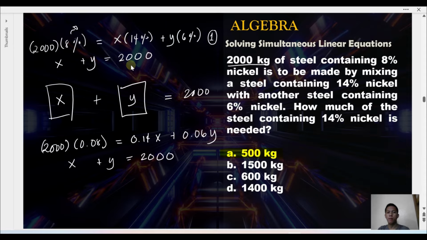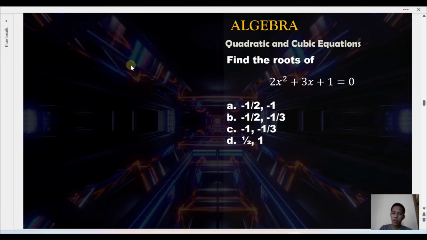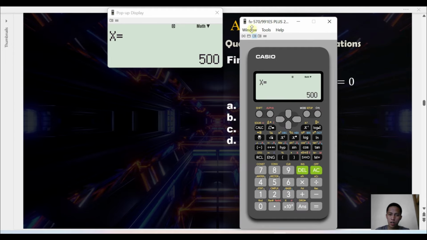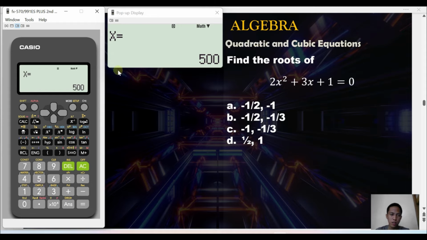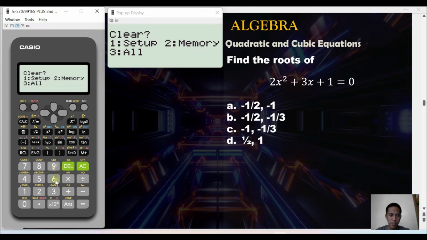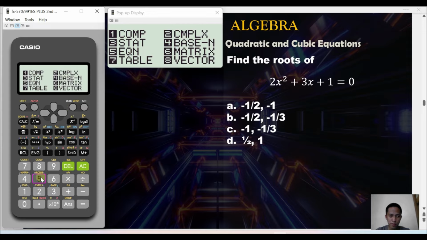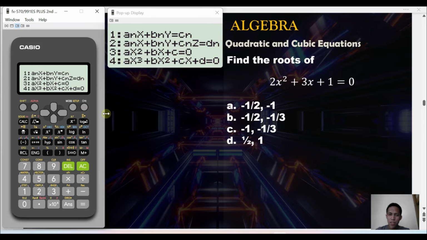Okay, let's proceed to our next problem. Find the roots of 2x squared plus 3x plus 1. So this, guys, is a quadratic equation. Same thing, we are going to use the mode equation. Shift clear, let's clear the calculator. We have here mode equation again, so 5, then for quadratic, that is number 3: ax squared plus bx plus c.